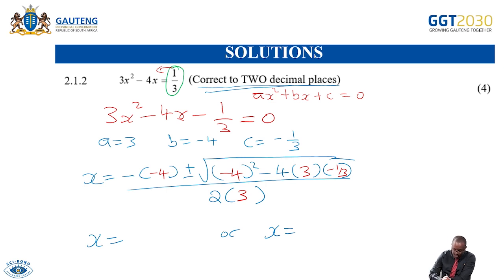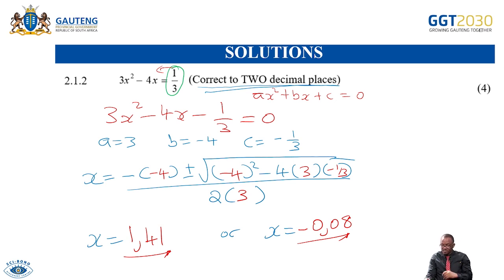So in this case, we are going to have 1.41. Then we're going to change our sign there. If we put negative, then we are getting negative 0.08. Correct? So that's how we solve that quadratic question.